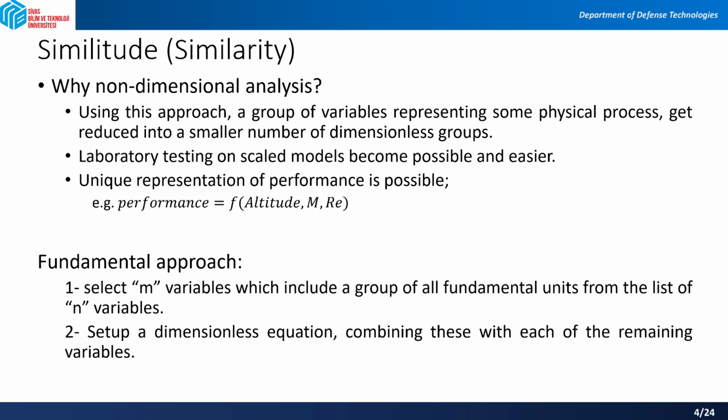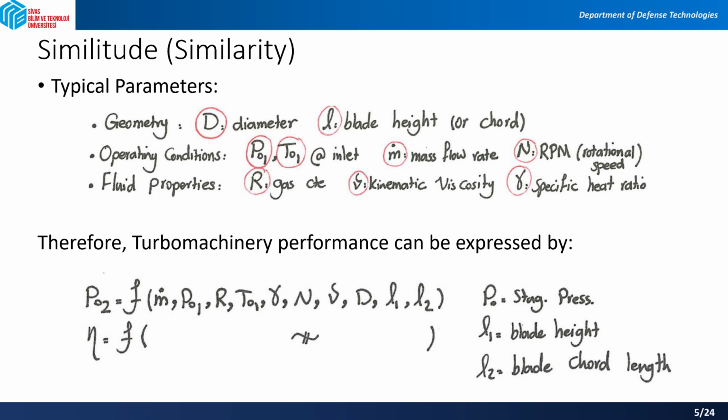So how do we do it in turbomachinery, for example? In turbomachinery, we have some typical parameters, okay? What are these? For example, in the geometry of the turbomachine, you have the diameter of the turbomachine. The turbomachine that is rotating has a diameter. And you have some blades on it. So these blades have some length or some chord length. Either of these two you can use.